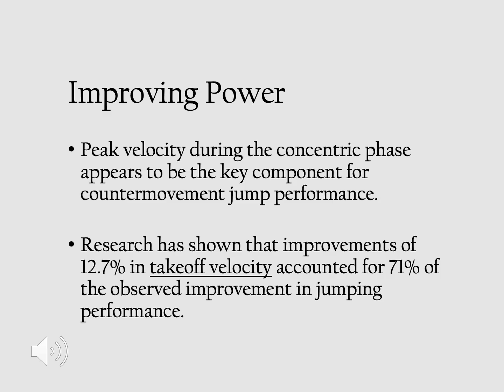When focusing on improving power, peak velocity during the concentric phase appears to be the key component for countermovement jump performance, which directly goes hand in hand with our stretch shortening cycle: an eccentric muscle action immediately followed by the concentric muscle action. Research has shown that improvements of 12.7% in takeoff velocity account for 71% of the observed improvement in jump performance.